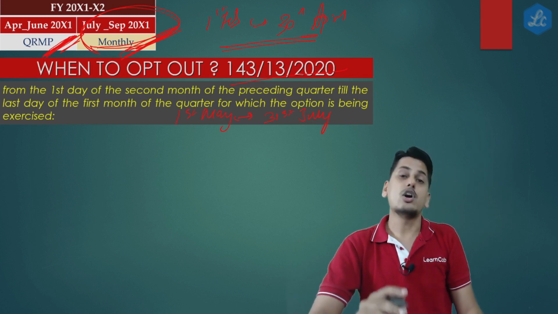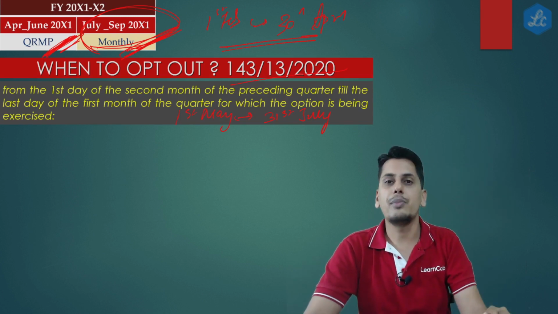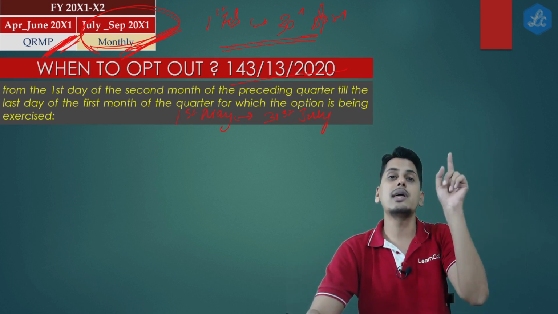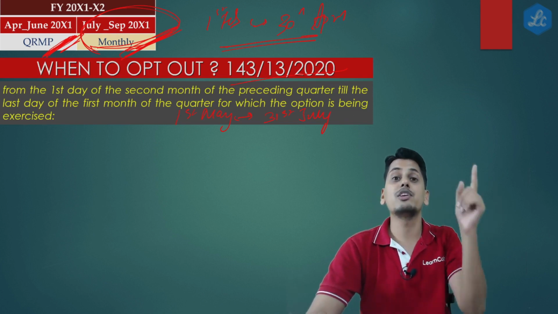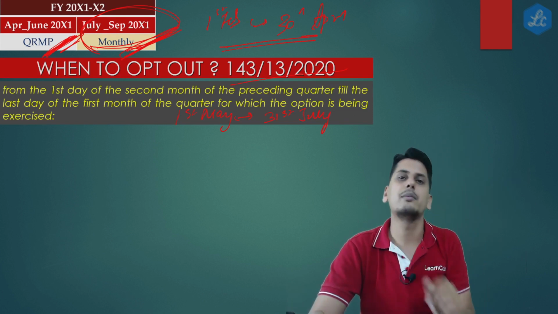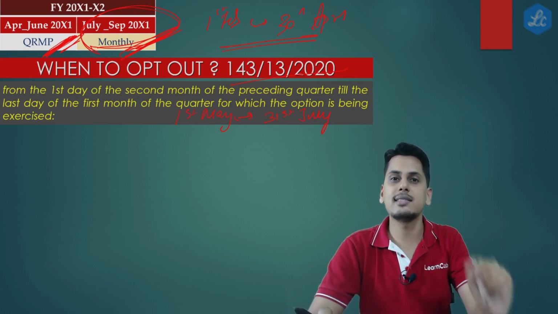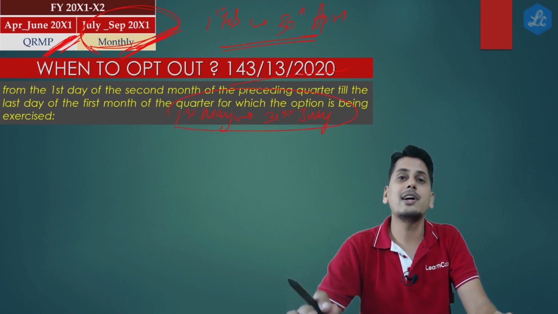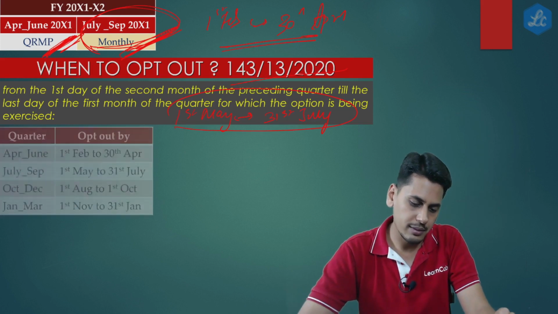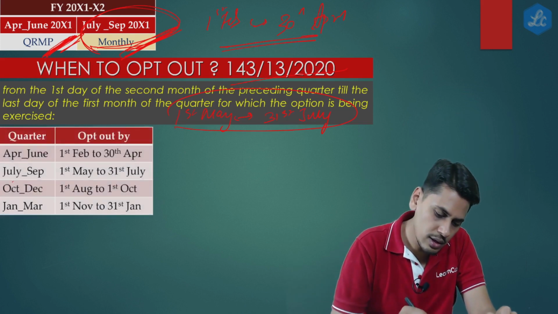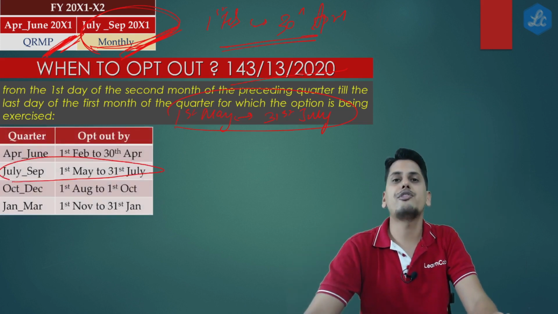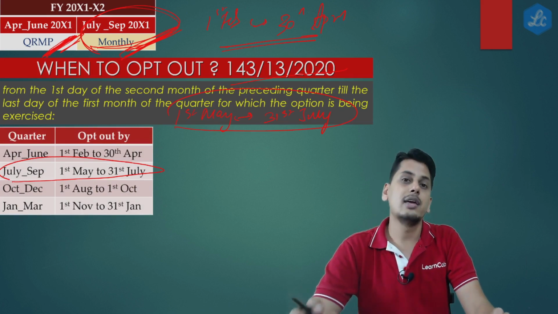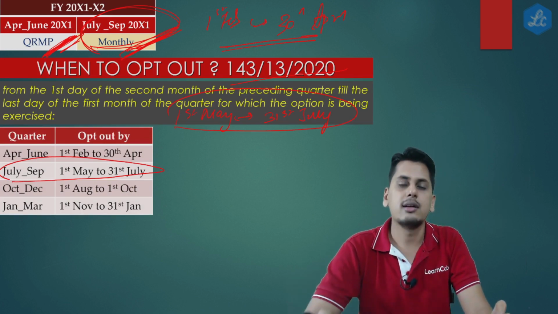So friends, he is operating under QRMP scheme for April to June. If for July to September he wants to come into the monthly scheme, which means that he has to opt outside QRMP scheme, when should he exercise this option? He needs to exercise this option in the one window of 1st of May till 31st of July. So friends, here we go. For July to September, 1st of May till 31st of July, if he wants, he can opt out the QRMP scheme.